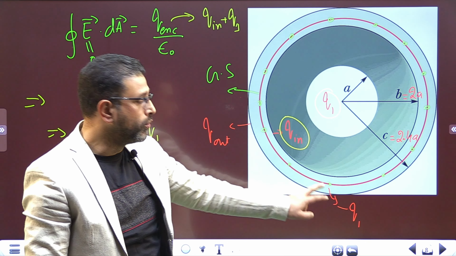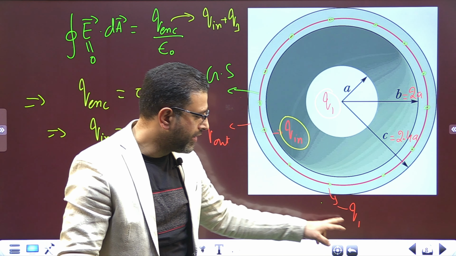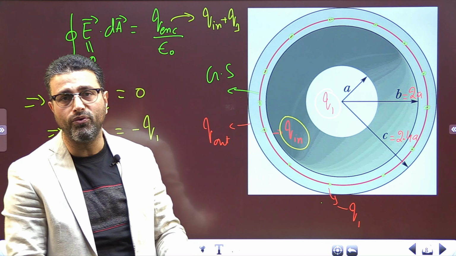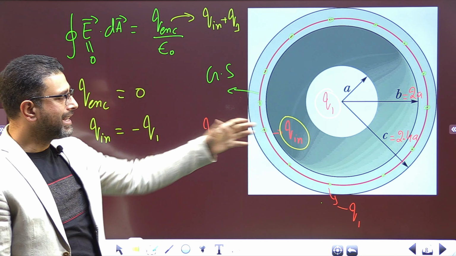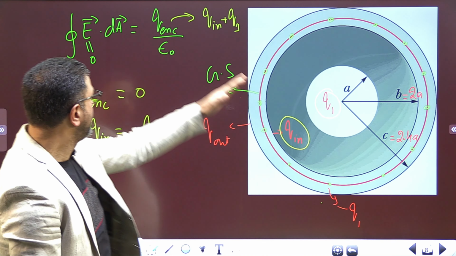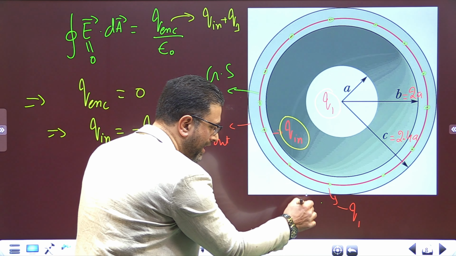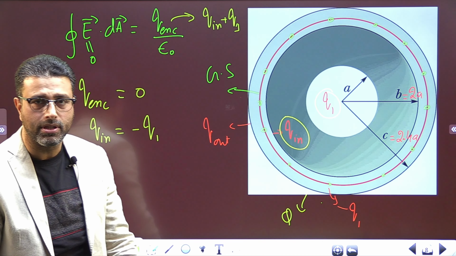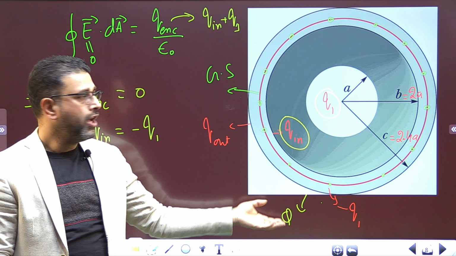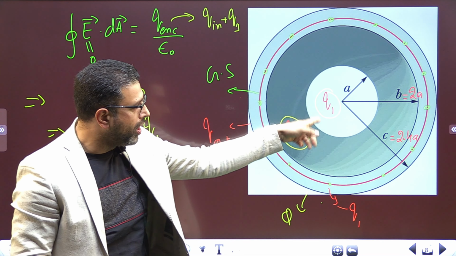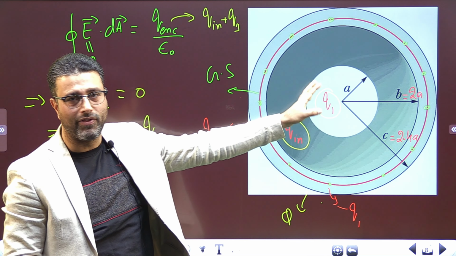It has nothing to do with the total charge of the spherical shell. If this charge were different, some Q2, Q3, Q4, whatever, this inner surface would still have minus Q1. We did not consider total charge of this spherical shell here. If this shell had total charge of capital Q, suppose, that would not affect this, because this does not consider the total charge. So Q inner lying on the inner surface is always equal to negative of this Q1, equal and opposite of what is lying inside it.